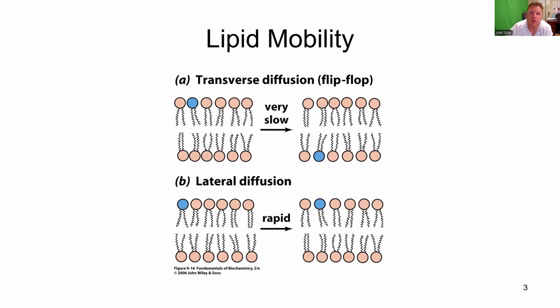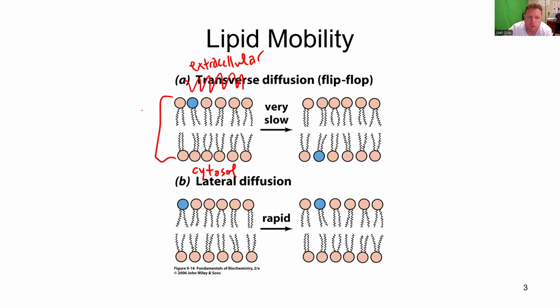Lipid mobility. So if you look at this, we've got one of those building blocks for our bilayer. And here's our bilayer. Here's our two different layers. If we think about this space that I'm scribbling in right here, I'm going to call that extracellular. This extracellular space, and then this would be our cytosol down here.